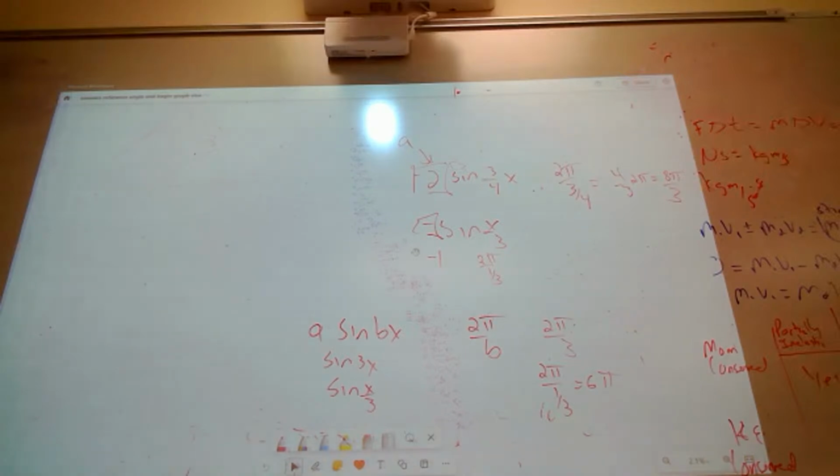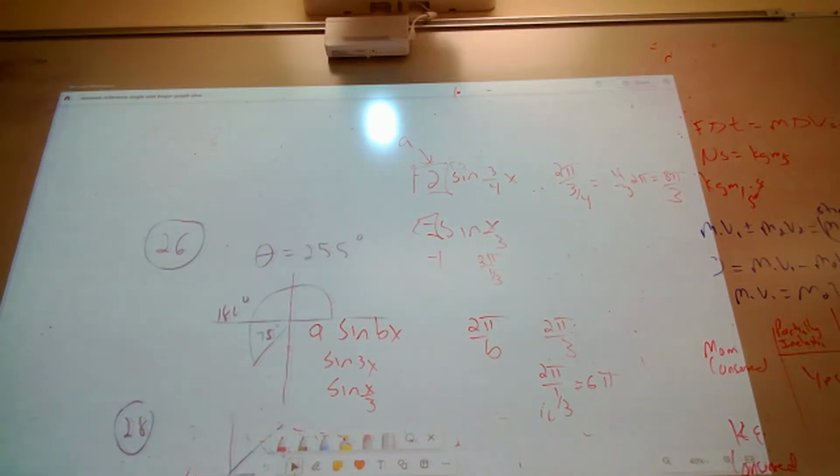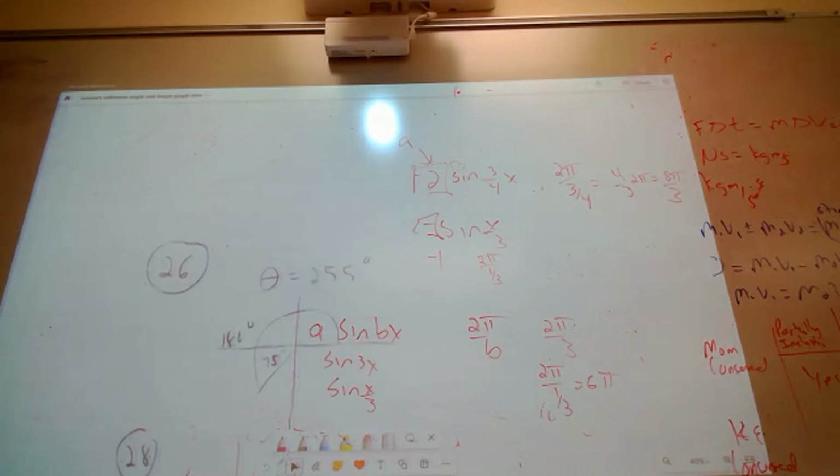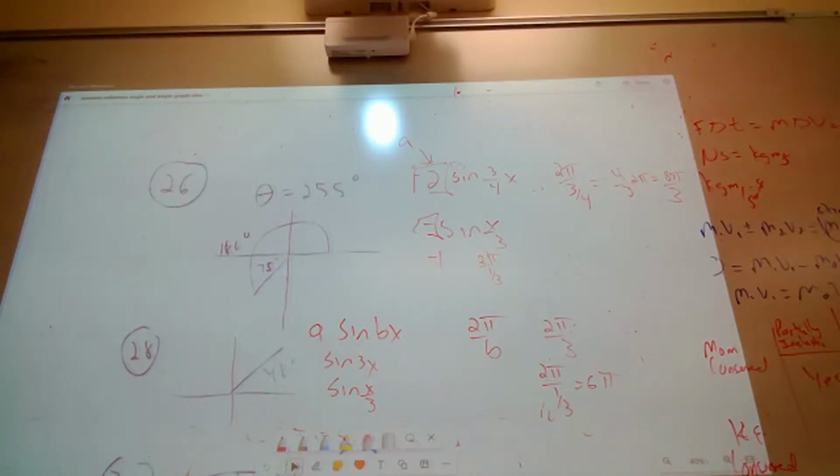Okay, we really don't have enough time to do any more, but let's just go over the homework. We're going to work with this on Monday. We'll start solving problems on Monday. So first, for 26, 255 degrees, you should have had 75 degrees for your reference angle. 28, 48 degrees.